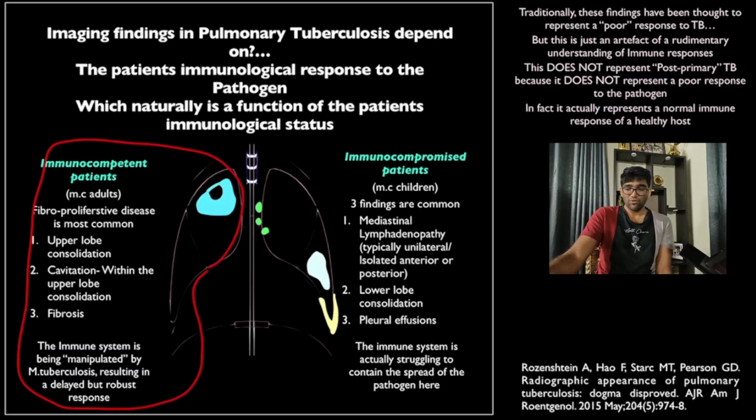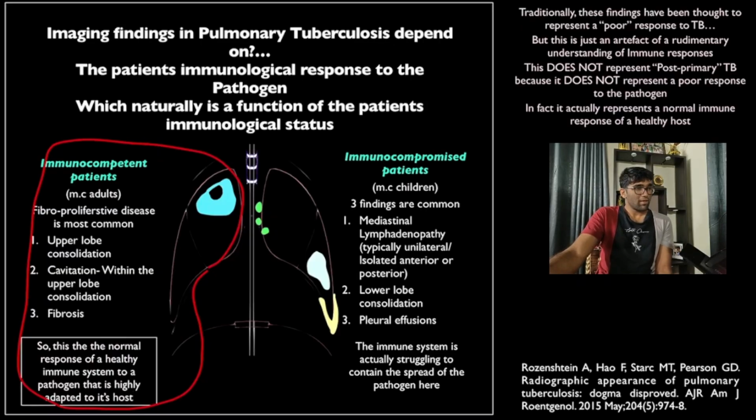Now, that could be a genetic thing. It could be because of transient immunological ineffectiveness in that patient. So this is the normal response of a healthy immune system to the pathogen. This is what the pathogen wants to happen.